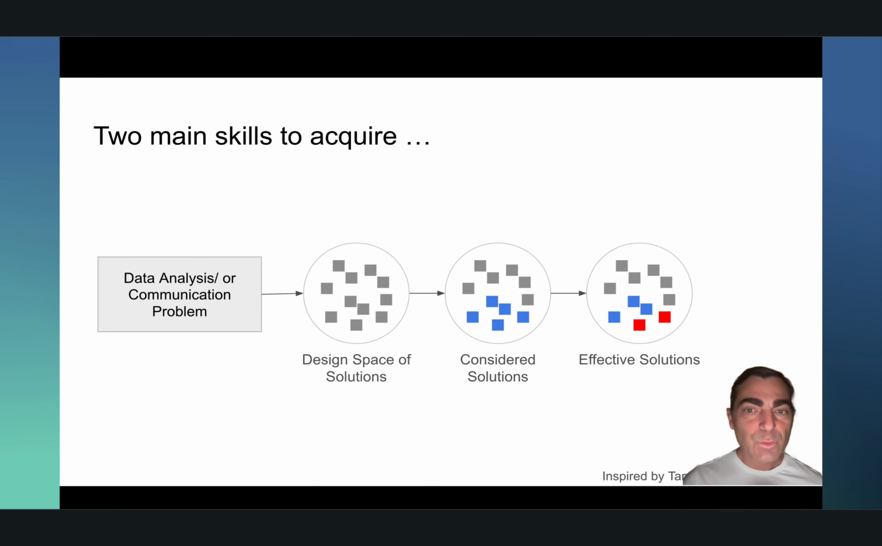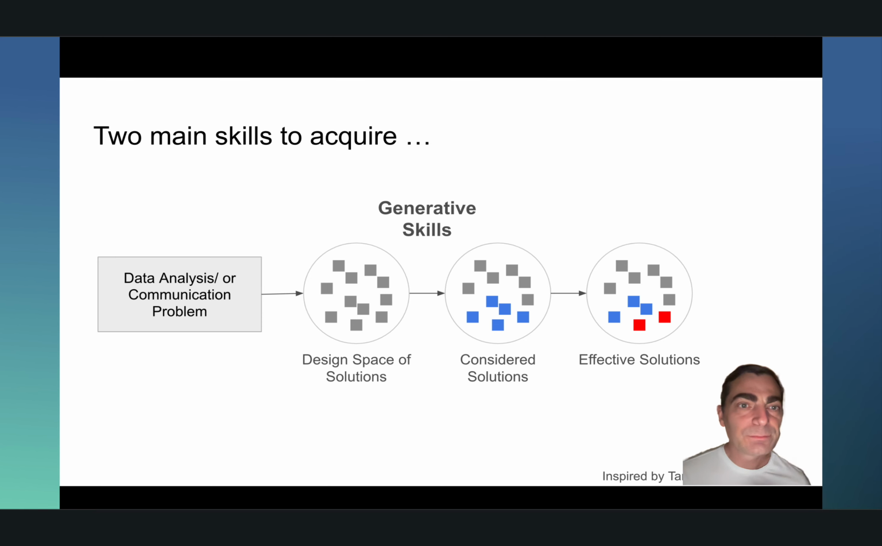Okay, so when you do that, you have to develop two main skills. The first skill is generative skill. The generative skill means that you can generate as many appropriate solutions as possible, right? As I said, the design space of solutions is very, very large, and you have to be able to explore or ideate or conceive as many as possible.